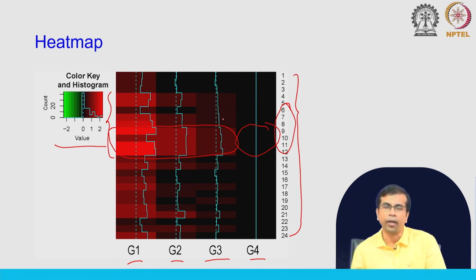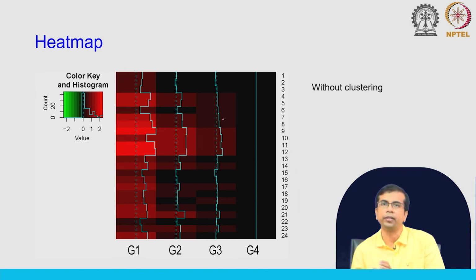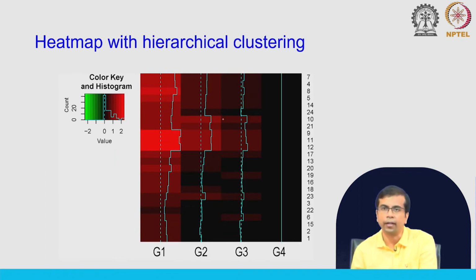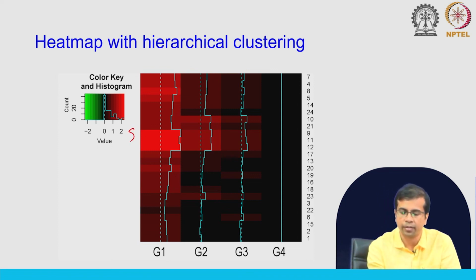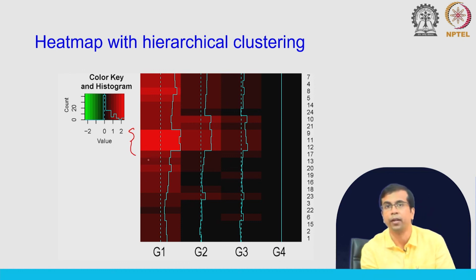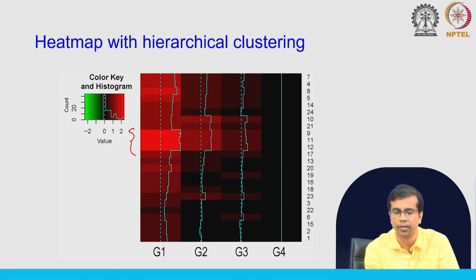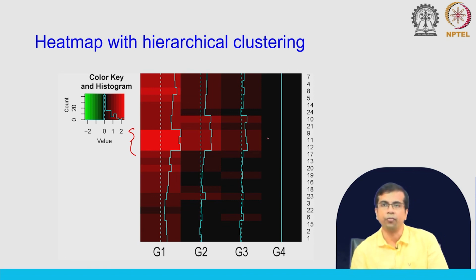You can also do hierarchical clustering on top of this. This heat map is without clustering, the genes are ordered from gene 1 to gene 24, but you can do hierarchical clustering. It will cluster genes that show similar expression patterns across the data. You can see it has clustered this group of genes because they show a similar pattern across groups 1, 2, 3, 4. This set of genes has the highest expression in group 1, then slightly lower expression in group 2, then lower in group 3 and lowest in group 4.